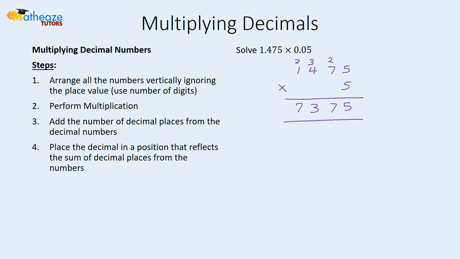So now let's count how many decimal places we have. 1, 2, 3, 4, 5. So we need to have 5 decimal places. So we have 1, 2, 3, 4. So we're going to put a 0 over here and then 5. So this is where the decimal place comes in. So now we have 0.07375. So these are all the different ways you can do multiplication of decimals.